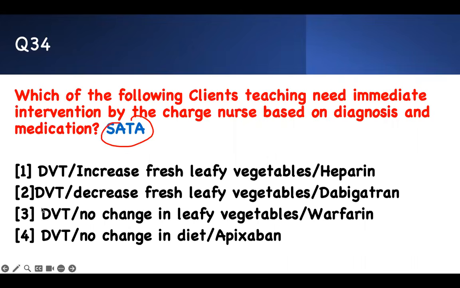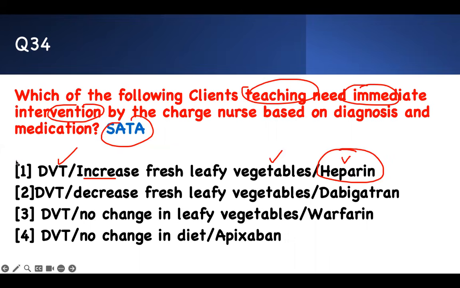It's the trap one. Which of the following clients needs immediate intervention by the charge nurse based on the diagnosis and medication? So I need immediate intervention. The charge nurse is going to do that based on the diagnosis and the medication given. So there's some teaching here that is bad teaching, right? I have DVT, and you told me to increase fresh leafy vegetables while I'm on heparin. I don't need to change my diet when I'm on heparin. So negative, I need to intervene here.